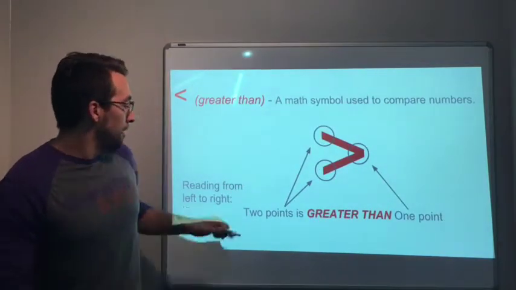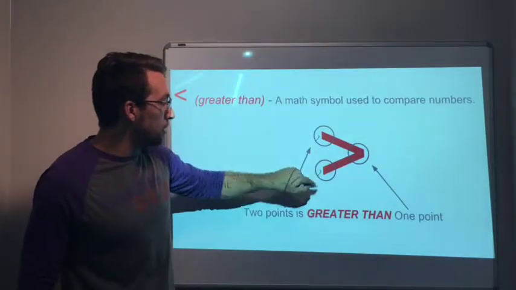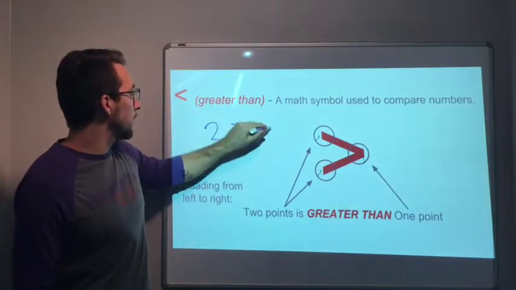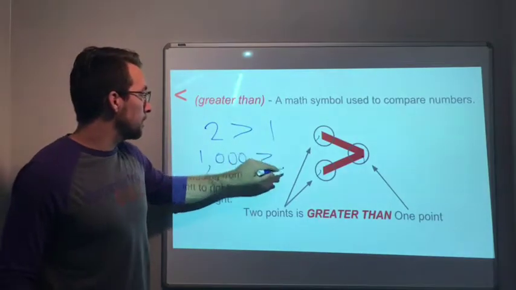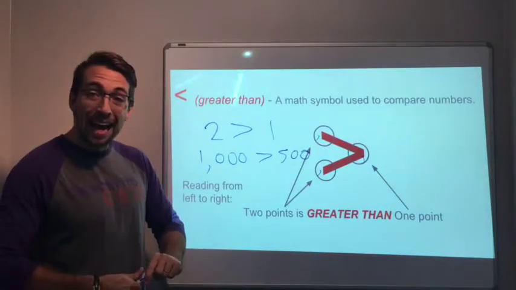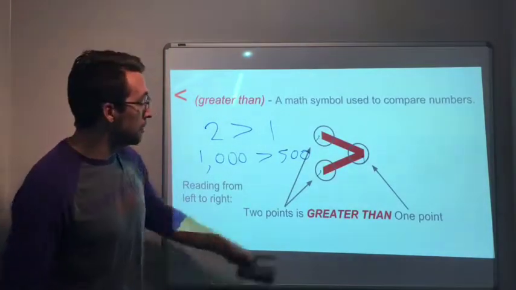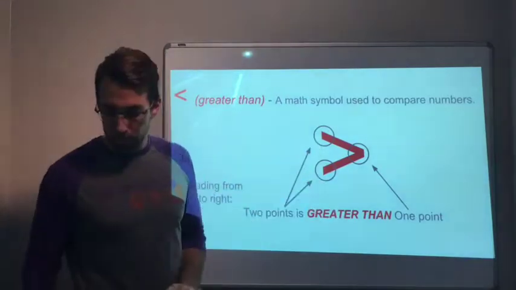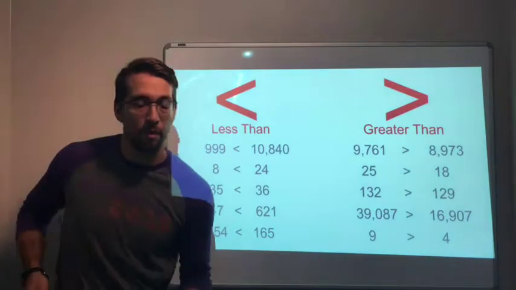Greater than. Reading again from left to right. 2 is greater than 1. 1,000 is greater than 500. Just like the last example. Okay? The alligator always eats the bigger number. And we read from left to right. 2 is greater than 1. And then looking at this, these are just examples of less than and greater than.